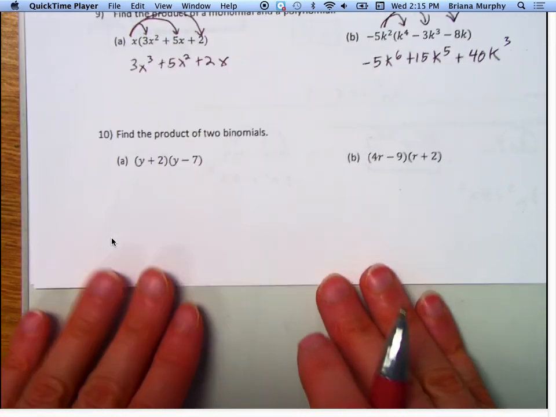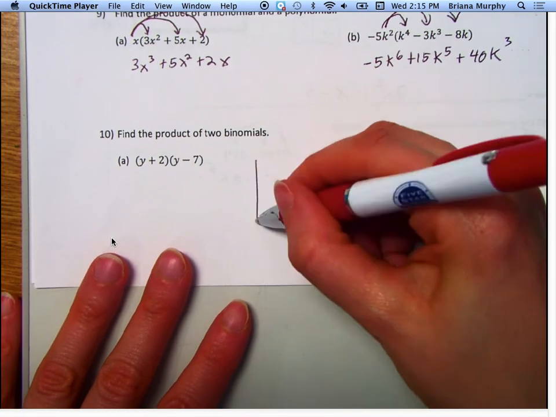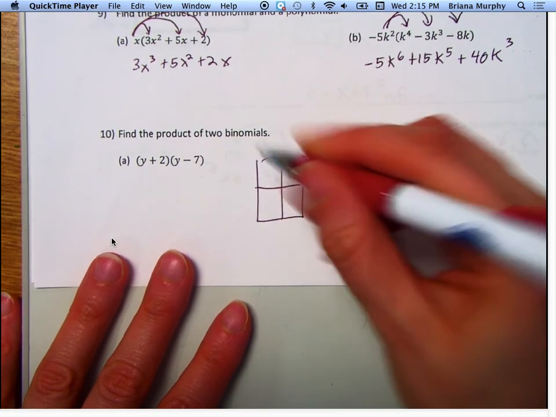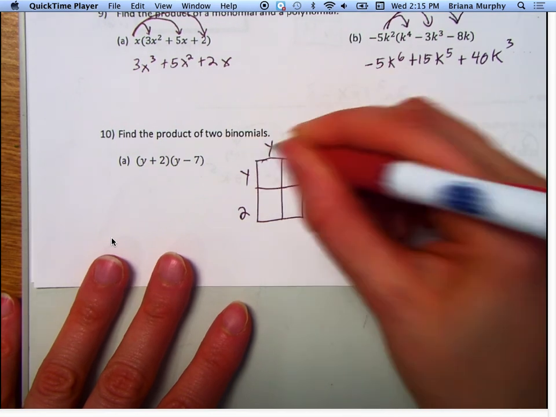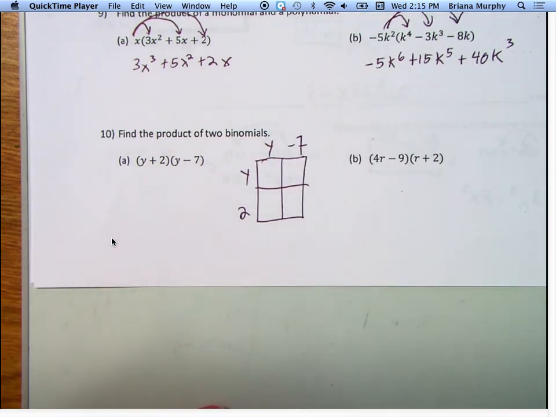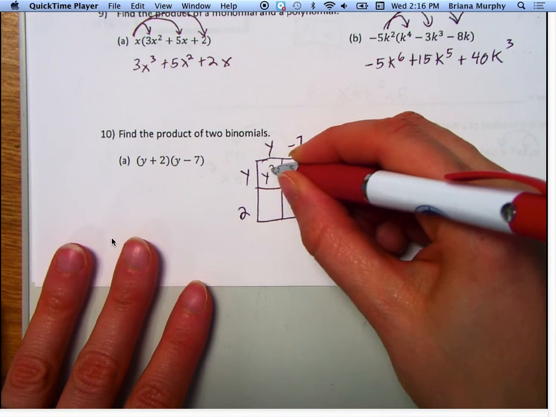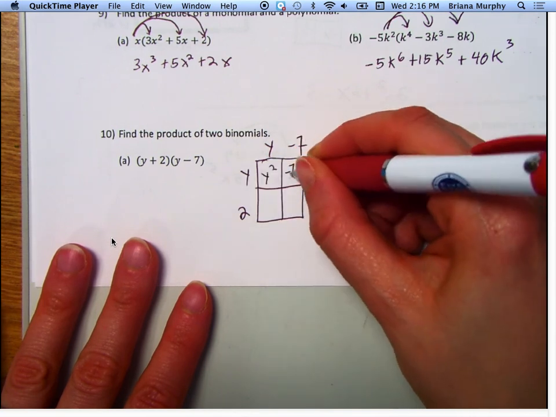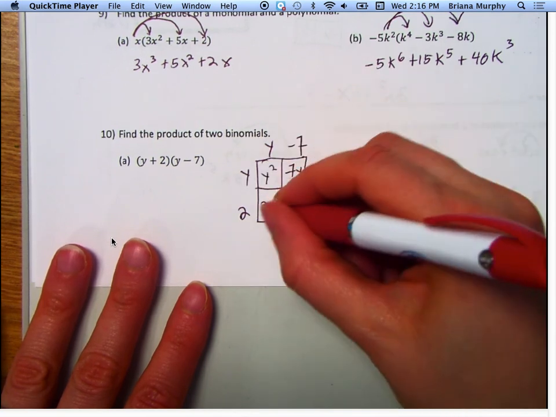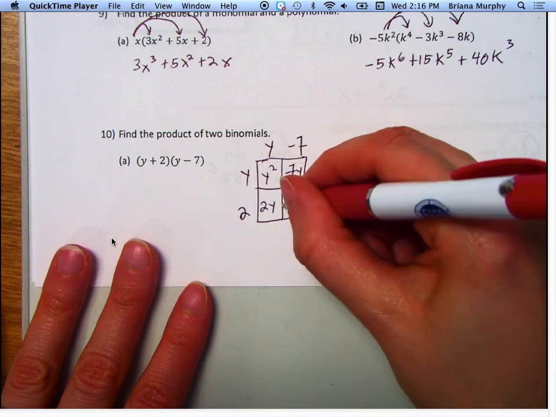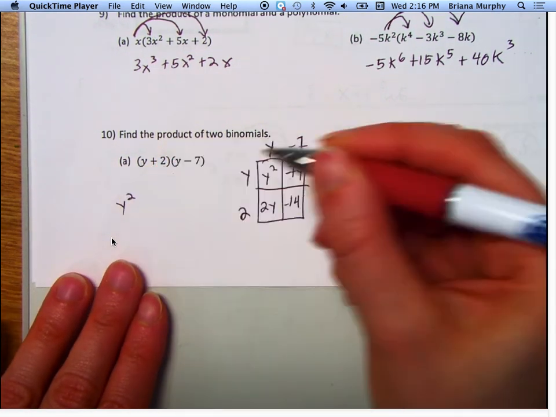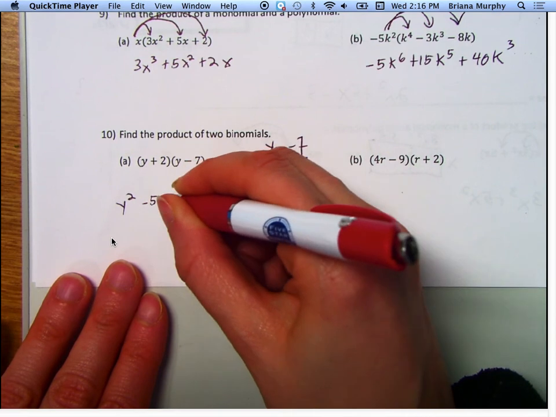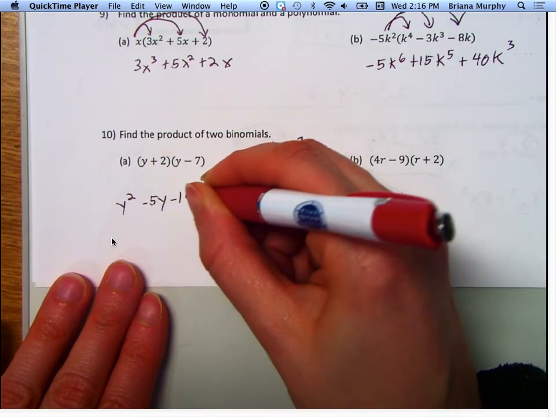10. This is my favorite. I like to do the box. You don't have to do it this way. You can do FOIL. Y and 2, y and negative 7. Does it matter which one I put on the side, which one I put on top? No. Y times y is y squared. Y times negative 7 is negative 7y. Y times 2 is 2y. And 2 times negative 7 is negative 14. So I get y squared minus 5y minus 14.